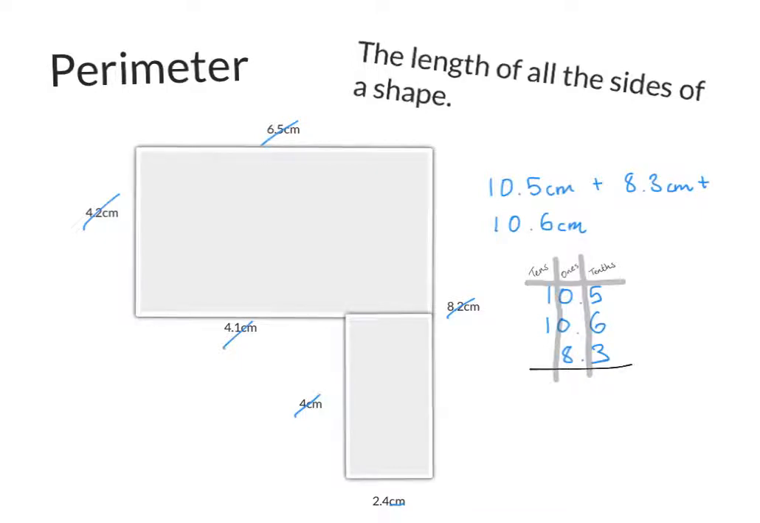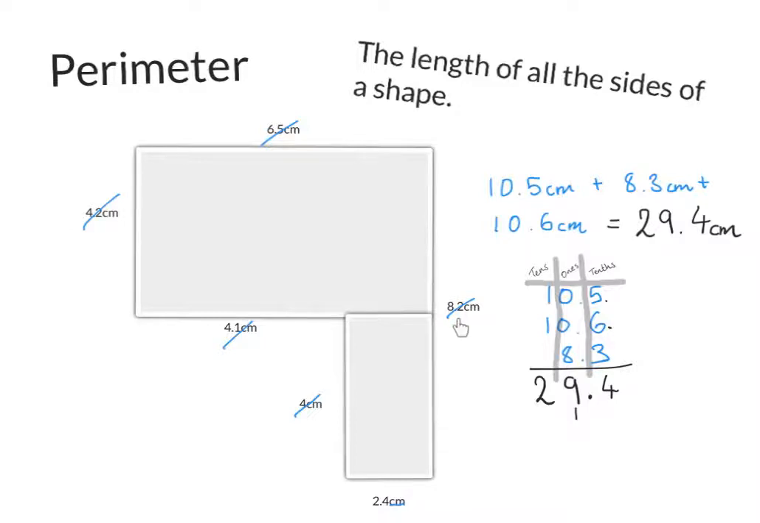5 add 6 add 3, well 5 add 6 is 11, add 3 is 14, 4 goes there, carry the 1. 0 add 0 is 0, add 8 is 8, add 1 is 9. Don't forget your decimal point, I just nearly forgot mine. And then 1 add 1 is 2. So the perimeter of this shape is 29.4 centimetres.